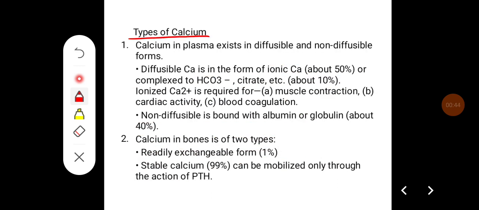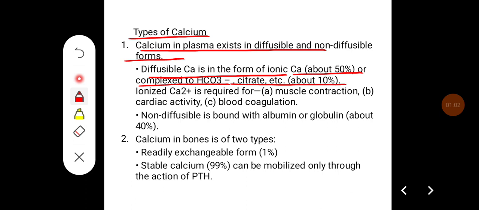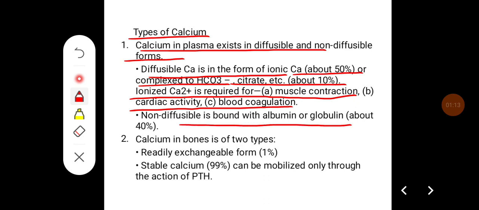The calcium is present in different forms. The calcium in plasma exists in diffusible and non-diffusible forms. Diffusible calcium in the form of ionic calcium is about 50%, or complexed with bicarbonate ions, citrate ions, etc., about 10%. Ionized calcium is required for muscle contraction, cardiac activity and blood coagulation. Whereas non-diffusible, which is bound with albumin or globulin, is about 40%.